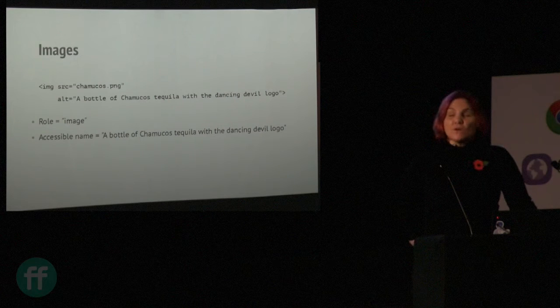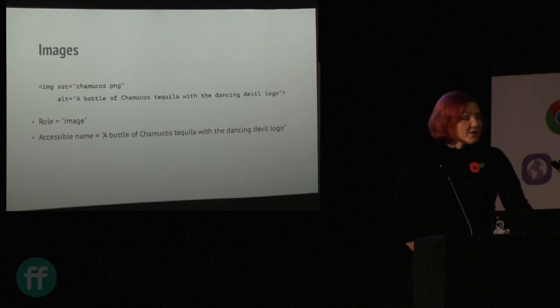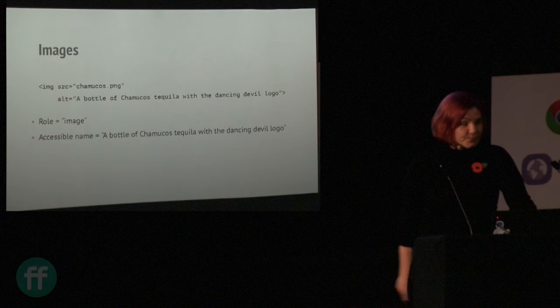So if we take another example, just a very straightforward image, this time it has a source attribute, of course, and an alt attribute. And we look at it from an accessibility point of view. We discover it has a role of image or graphic. That'll change depending on the platform you're using. It too has an accessible name. This time it comes courtesy of the alt attribute. And for a screen reader user, it's the alt attribute that describes the image, just a short description of the image. So it would sound something like this. Graphic, a bottle of Chamuco's tequila with a dancing devil logo.